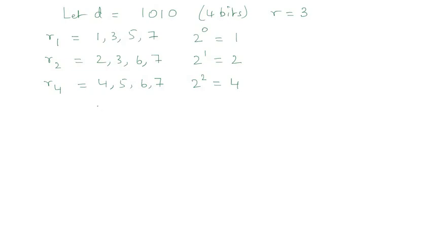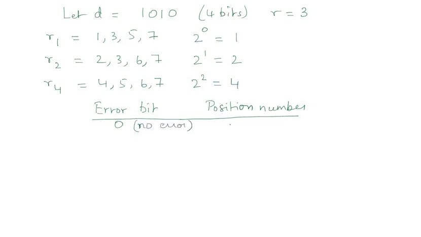We need to remember another table to find the error bit position, and the position numbers. If there is an error in the 0th bit position, we have to consider it as no error. So this is written as 0, 0 and 0. If there is an error in the first bit position, we get the position number as 0, 0, 1. For error bit of 2, it is 0, 1, 0. For the error bit of 3, it is 0, 1, 1. For 4, it is 1, 0, 0. 5 is 1, 0, 1. 6 is 1, 1, 0. And 7 is 1, 1, 1.